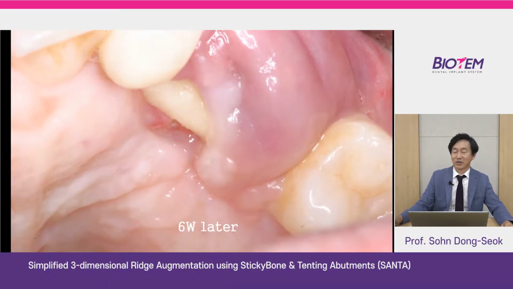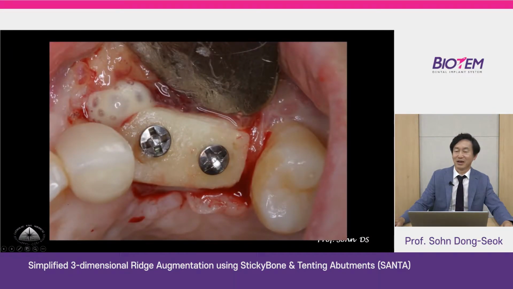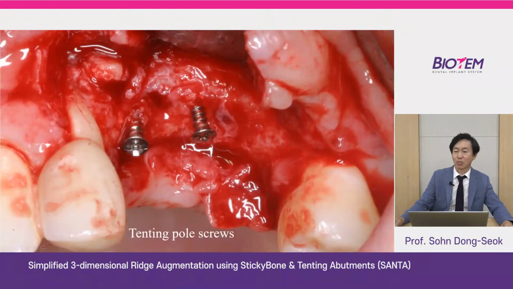However, 6 weeks later, the block bone was exposed. I was very embarrassed to see these problems. So the flap was elevated, and you can see the pus on the recipient site. So the block bone was removed, the wound was cleaned with antibiotic solutions, and 2 tenting pole screws were placed on the same day to support the particulate bone graft and prevent its collapse during the healing period.